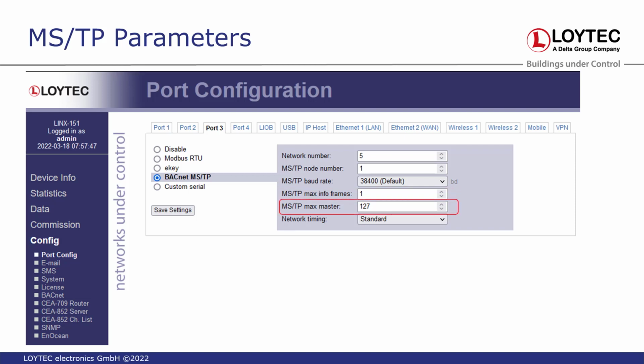Max master. This value defines the highest node number of a device in the network, which can be an MSTP master. Per default, this value is set to 127. Misconfiguring this property can lead to unwanted behavior on a bus. An example of this will be seen later on. And the last parameter, network timing. The default is standard. This parameter can be configured to, for example, slow when there are slow responsive MSTP devices on the bus.